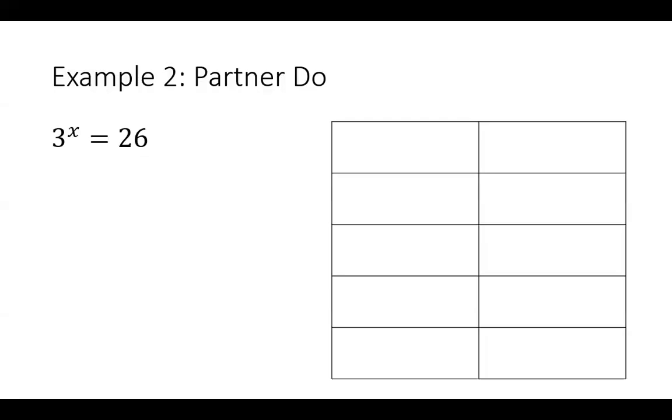All right, here we go. So we have 3 to the x equals 26. Again, is there any point of us starting with 0? No. Why is there no point? It's going to always be 1. Okay. All right. So we have 3 to the 1.